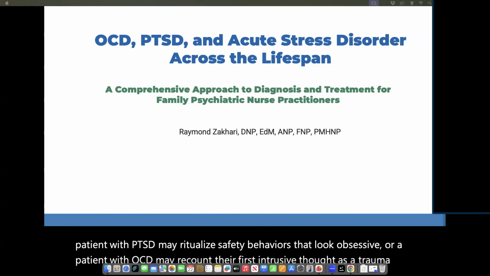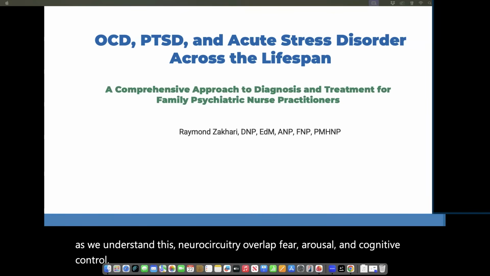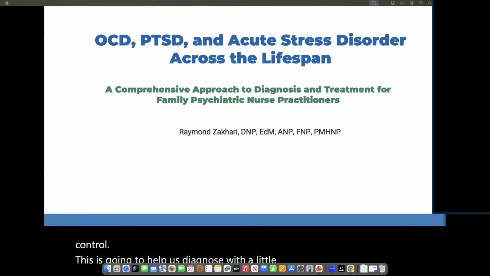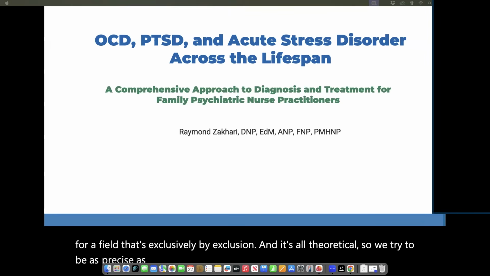So as we understand this neurocircuitry overlap, fear, arousal, and cognitive control, this is going to help us diagnose with a little more precision as best we can for a field that's exclusively by exclusion, and it's all theoretical. So we try to be as precise as we can so that we can be as effective as possible.